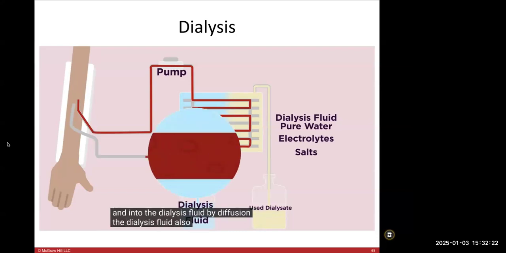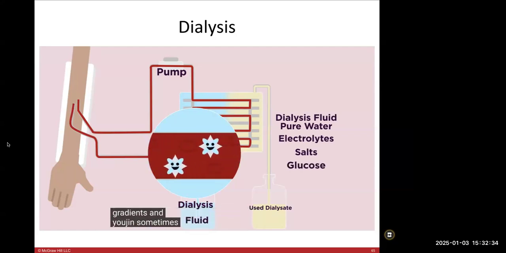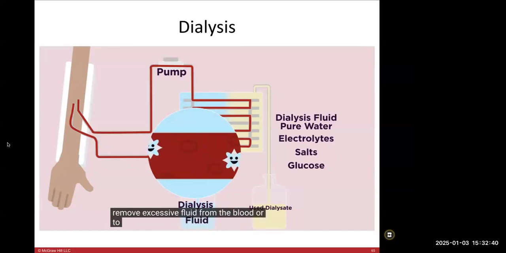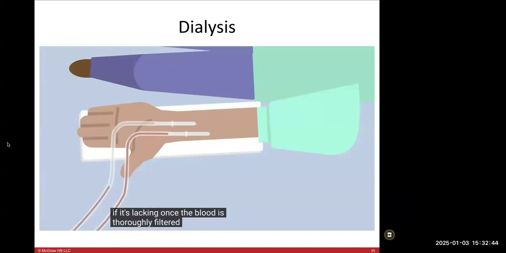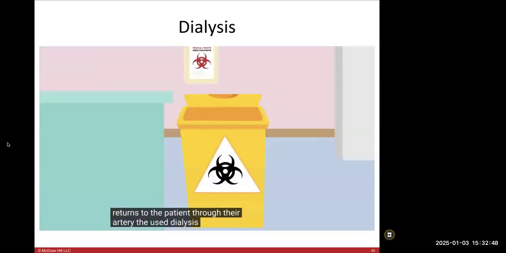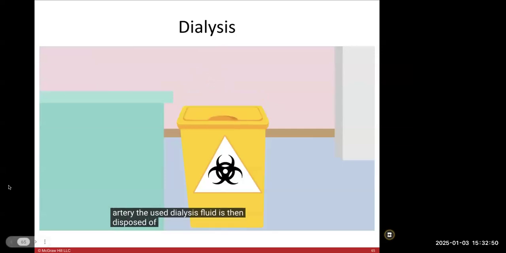The dialysis fluid also contains electrolytes and salts to help correct any other imbalances in the blood that may have arisen from the kidney failure, also making use of concentration gradients and diffusion. Sometimes glucose is also included in the dialysis fluid, either to remove excessive fluid from the blood or to provide the blood with more glucose if it's lacking. Once the blood is thoroughly filtered and cleaned, it returns to the patient through their artery. The used dialysis fluid is then disposed of.